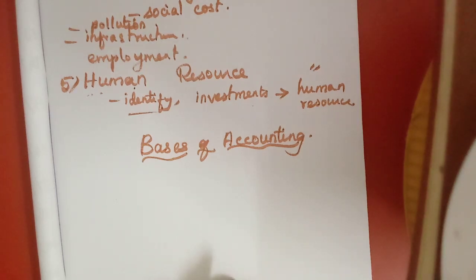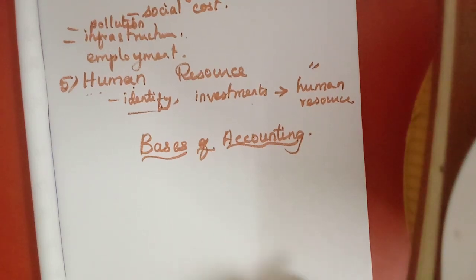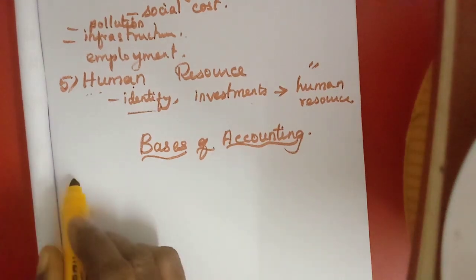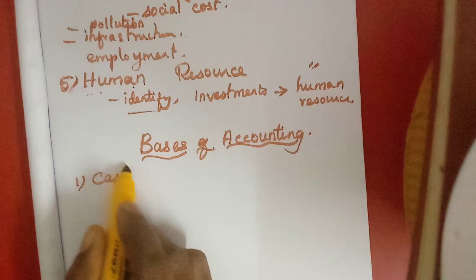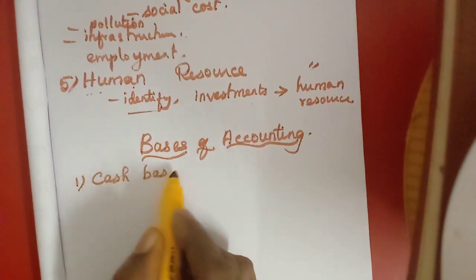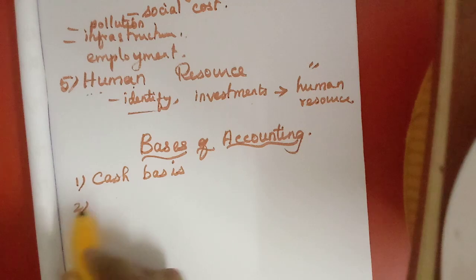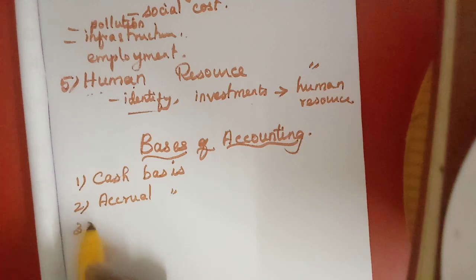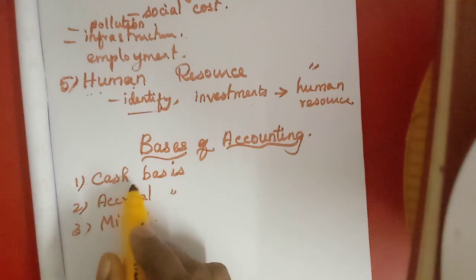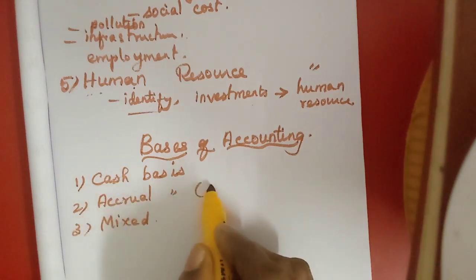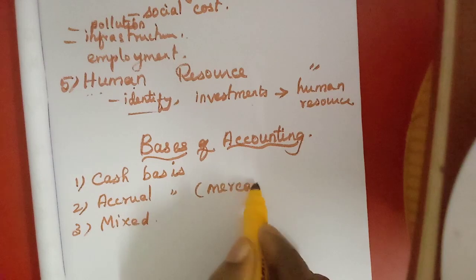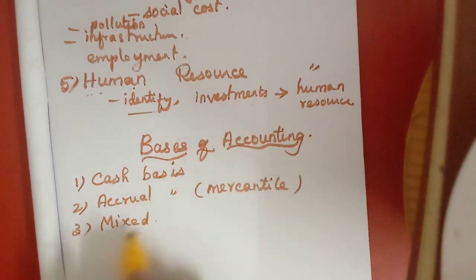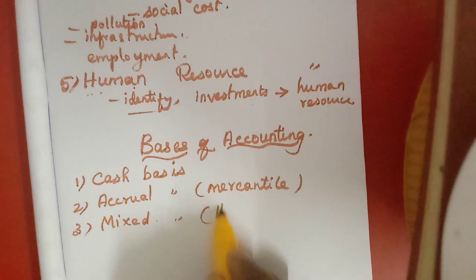Okay, I have marked and kept. I will show it to you. You have to write, take and learn. Here there are 3 bases. First one, cash basis, on which basis we have to enter the transactions. Second one, accrual basis. Third one, mixed basis. Here this accrual basis is also called mercantile basis, and mixed basis is also called hybrid basis.